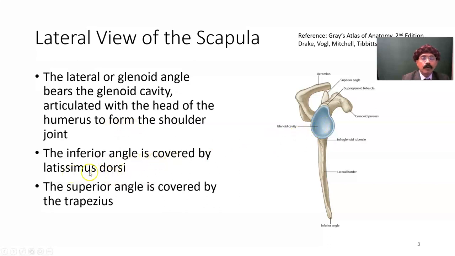The inferior angle is covered by the latissimus dorsi. Latissimus dorsi has multiple origins, and one of them is from the inferior angle on the dorsal aspect of the scapula. The superior angle is covered by the trapezius. This is the superior angle, between the superior border and the medial border.